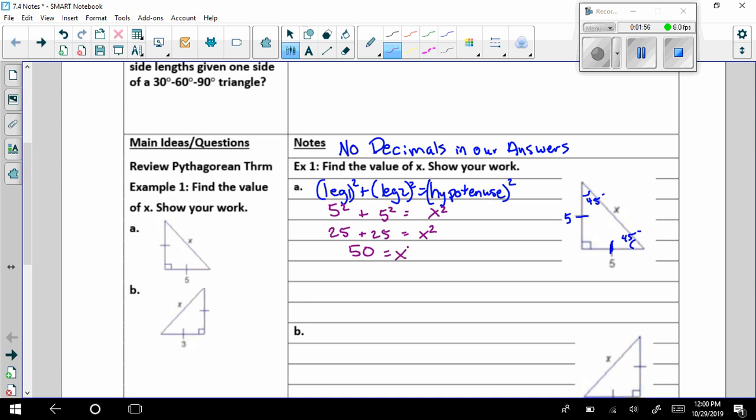Combine like terms. And then square root both sides. Well, the largest square root that goes into 50 is 25. The square root of 25 is 5 with a remainder of 2. So 5 root 2. So if you look at these sides, this is 5, this is 5, this is 5 root 2. So you can kind of see those relationships.